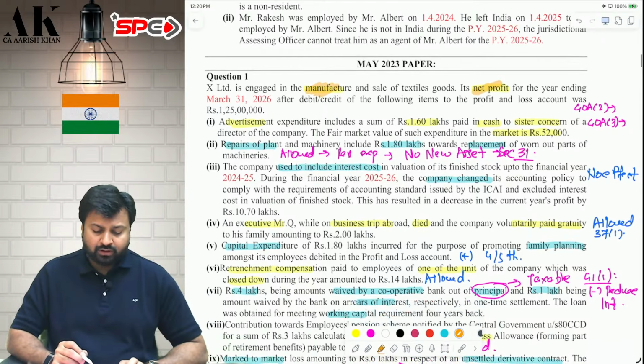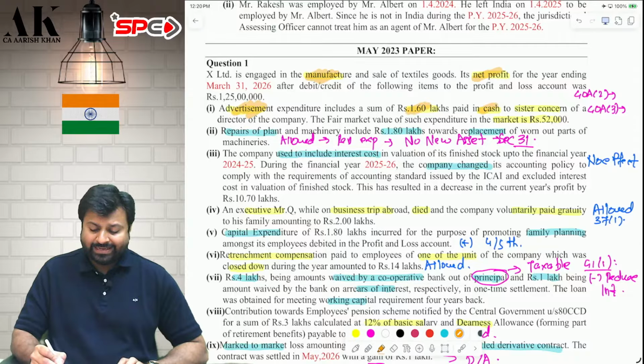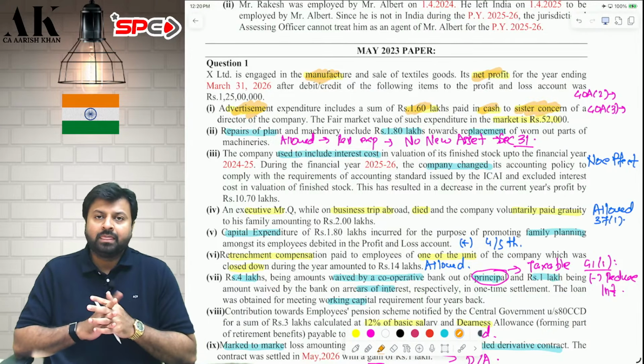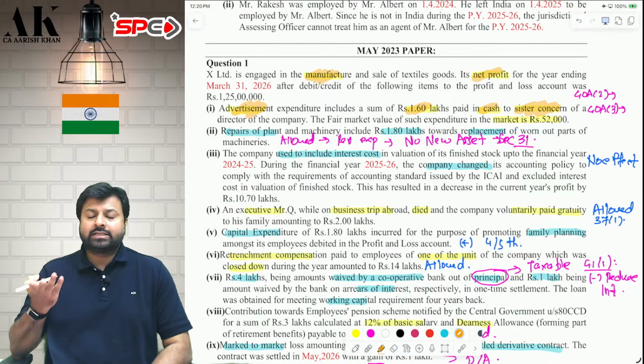The assessee has a net profit of 1 crore 25 lakhs. The very first expenditure done by the assessee is an advertisement of 1.6 lakh in cash. First of all, mistake number one. Mistake number two, it is done to a sister concern. So you are violating 40A(2) also, 40A(3) also. You are making excess payment to a related party. You are also making payment in cash.